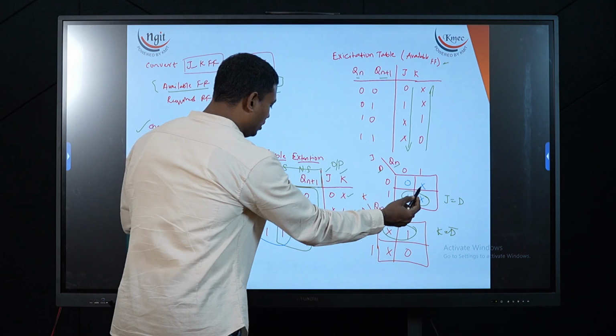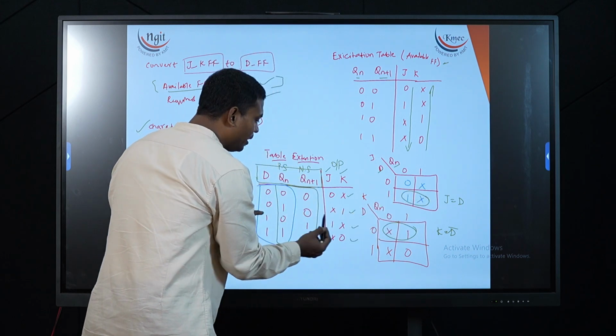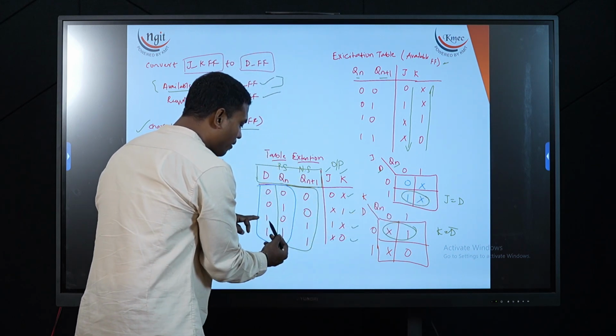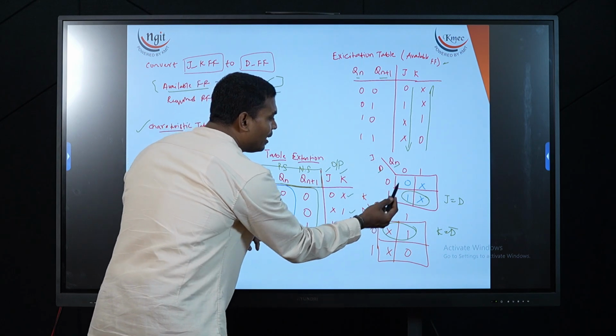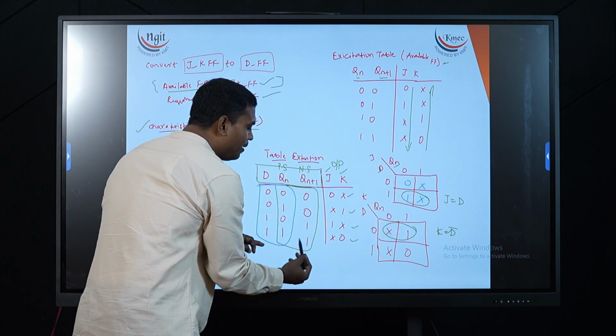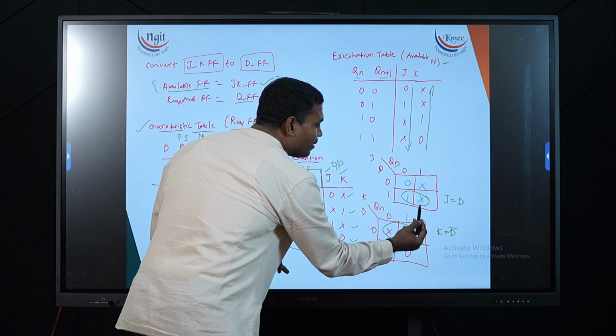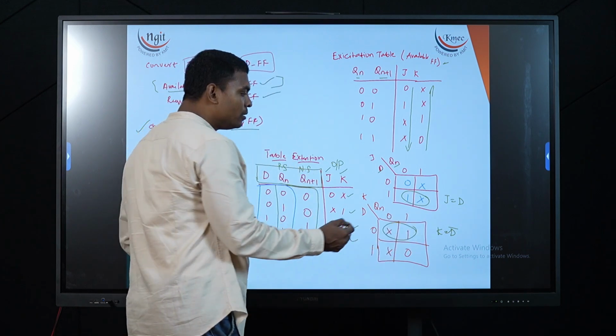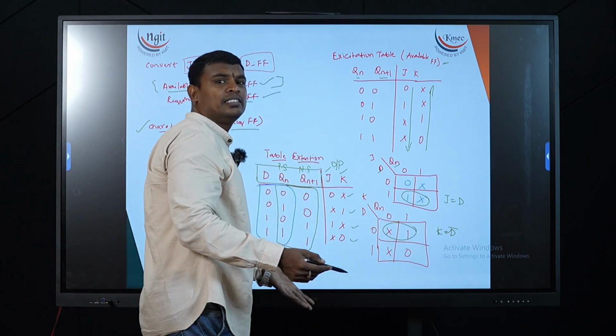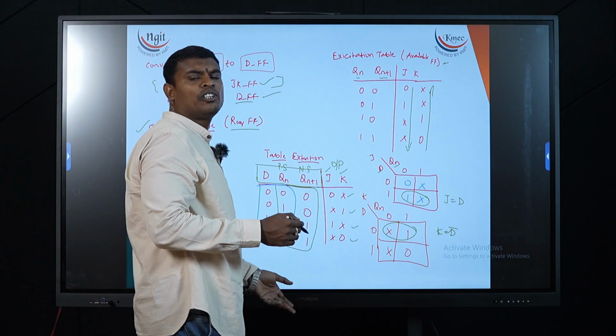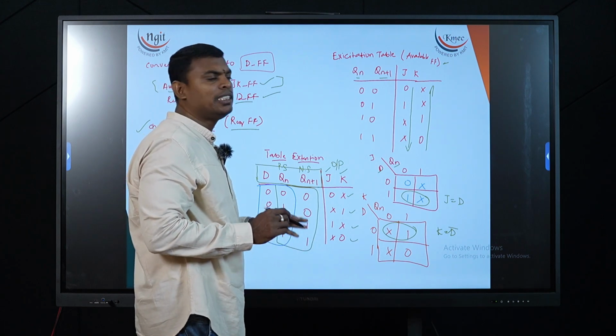0 1 is don't care, so I am marking it with don't care. 1 and 0 is 1. Next, 1 and 1 is don't care, so I have marked 1 and 1 with don't care. Done. You know the don't care condition, that I need to include along with my minterms so that I can get a minimized expression.